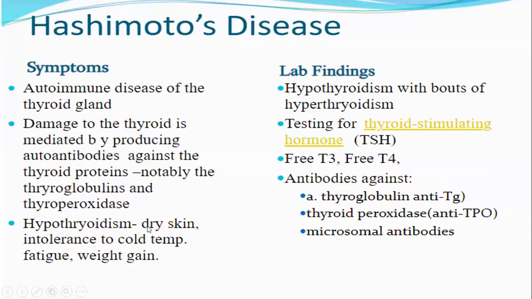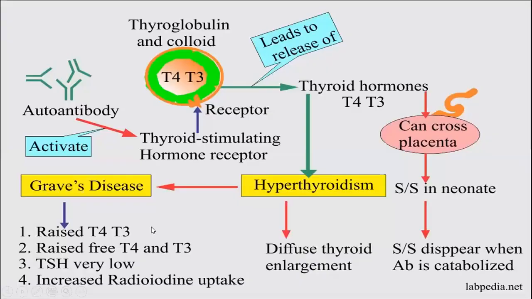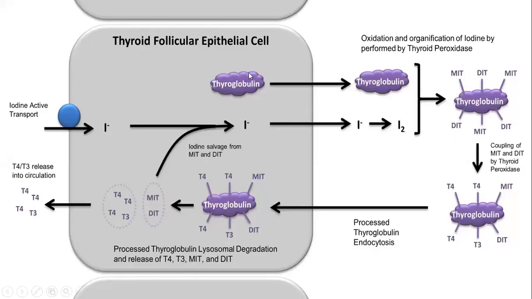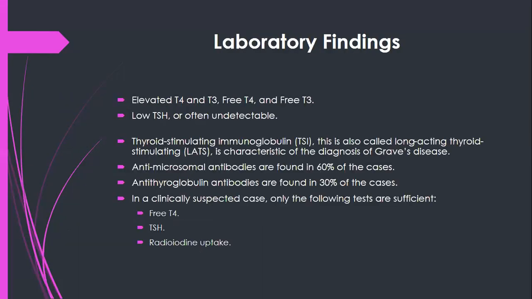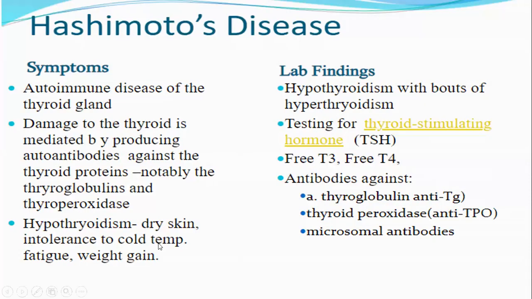Okay, so hypothyroid, this results in decreased levels of your thyroglobulin and decreased levels of thyroid peroxidase. This would eventually lead to decreased production of your thyroid hormone, and so eventually resulting in hypothyroidism. Okay, so common symptoms are here.